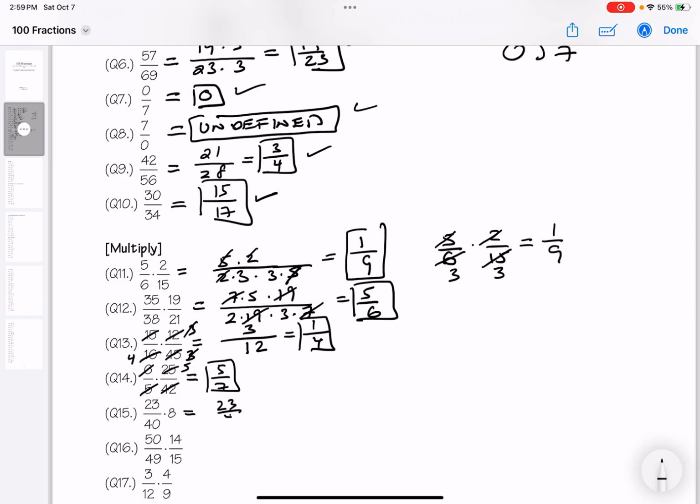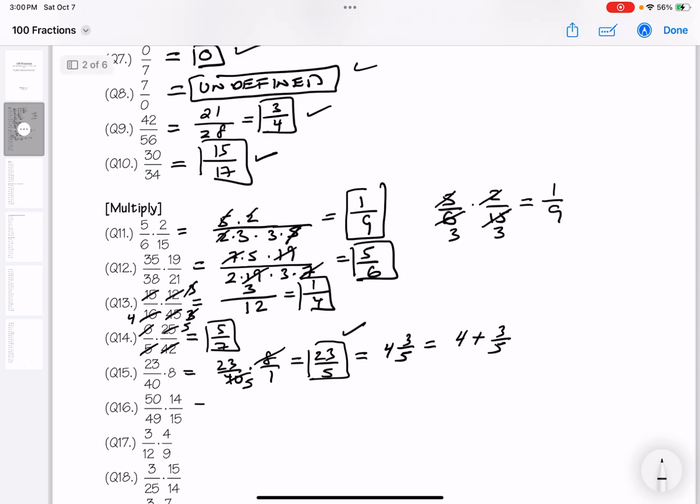23 over 40. Some students like to write the 8 as 8 over 1. That's fine. 8 goes into 8 once. It goes into 40 5 times. We're left with 23 on top and 5 times 1 on bottom, which is 5. This is an improper fraction, and you may want to write it as a mixed number. What's it going to be? 5 goes into 23 4 times with the remainder of 3/5. And this is often confusing for students. What does it mean? It actually means 4 and 3/5. In algebra, we prefer improper fractions, though, so this would be the appropriate answer.